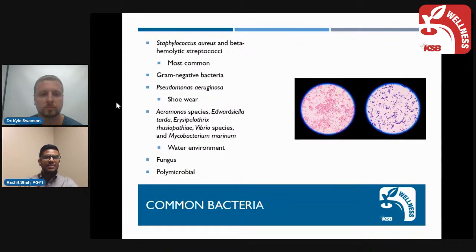Once we have a puncture wound, those objects carry various amounts of bacteria. It could be fungus, or it could be a combination of the two. The most common bacteria that is cultured or observed with a puncture wound is Staphylococcus aureus. And the most common one that is associated with shoe wear: if a person is wearing shoes and a nail steps through their shoes and goes into the bottom of the foot, the most common organism that we see is Pseudomonas. And there are other bacteria that are listed on the screen. The common one for a water environment is Vibrio. There can be fungus and polymicrobial, which means that it's a combination of more than one bacterium.